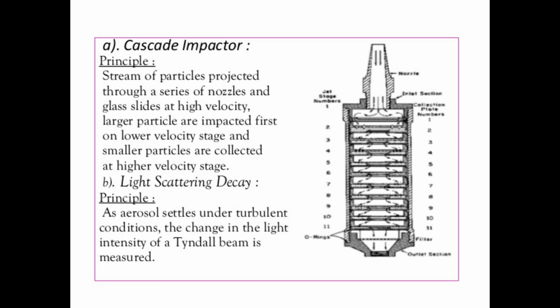Now we will discuss the cascade impactor. The main principle involved is that a stream of particles is projected through a series of nozzles and glass slides at high velocity. Larger particles are impacted first on the lower velocity stage, and smaller particles are collected at the higher velocity stage. Next, light scattering decay. The main principle here is that as the aerosol settles under turbulent conditions, the change in light intensity of a Tyndall beam is measured.